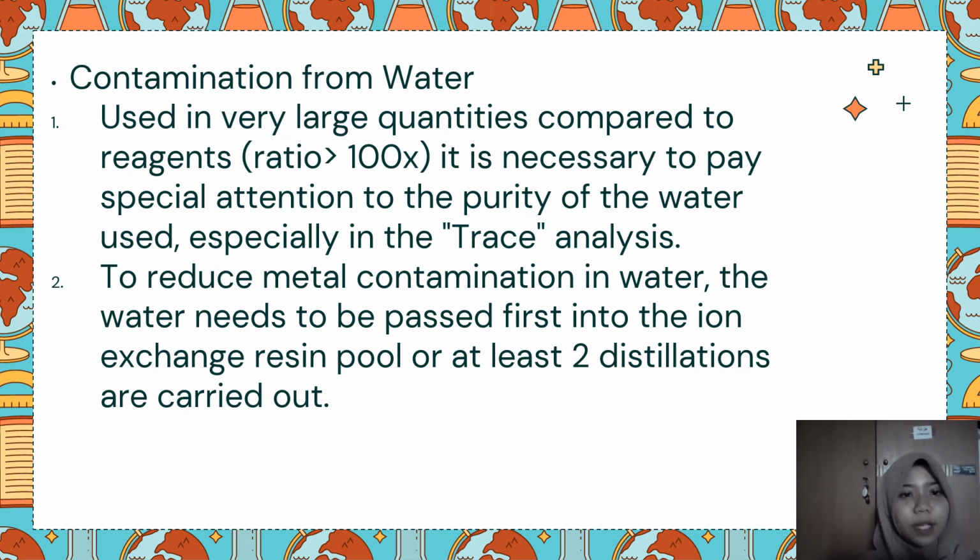And then contamination from water. Water is used in very large quantities compared to reagents, a ratio of 100, so it is necessary to pay special attention to the purity of the water used, especially in trace analysis. To reduce metal contamination in water, the water needs to be passed first through an ion exchange resin, or at least 2 distillations are carried out.